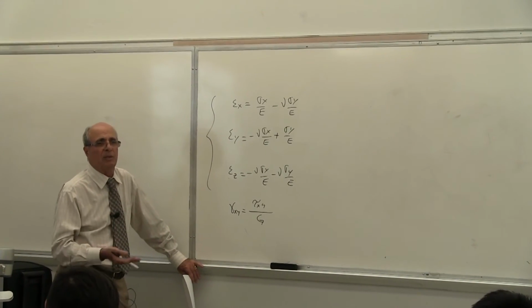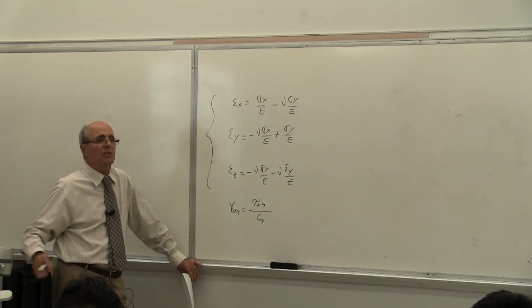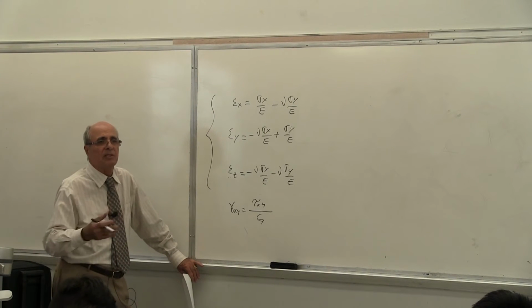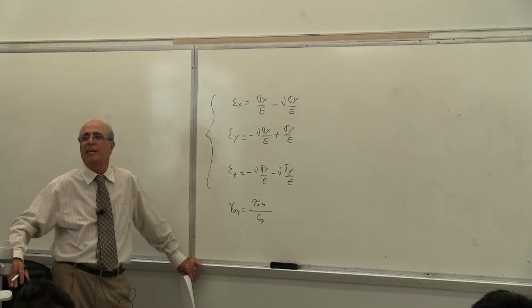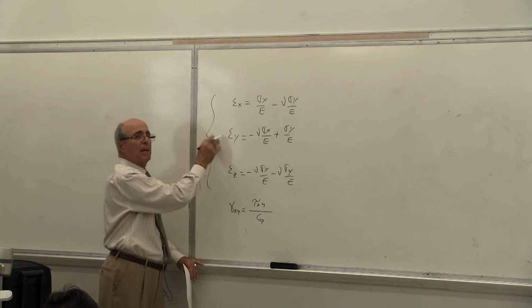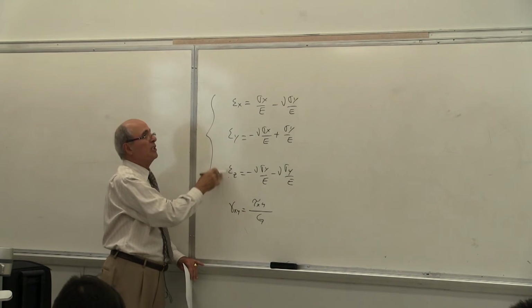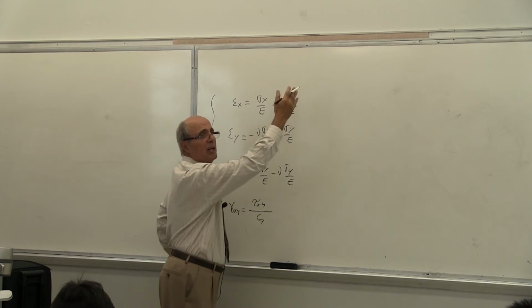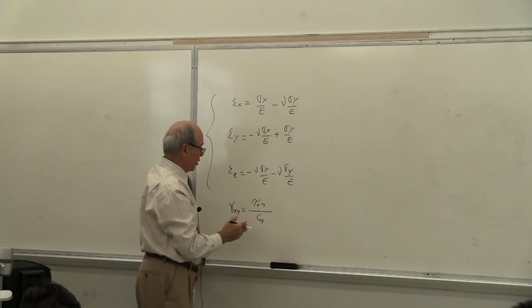And finally, find strains at theta equal to 30 degrees, let's say 30 degrees counterclockwise. So in other words, rotate your axis 30 degrees and give me the strain at that point. Is that correct or not? Yes? Let's do them one by one.